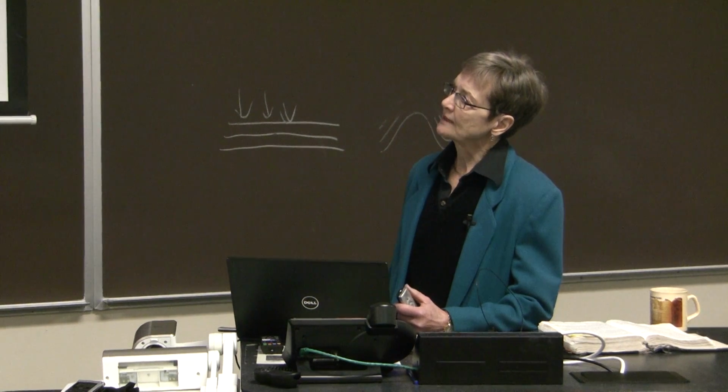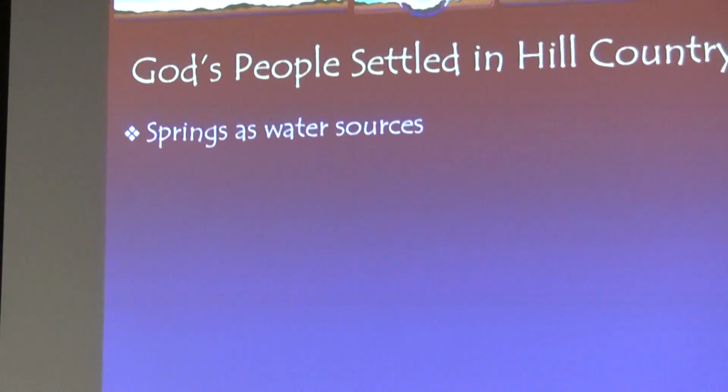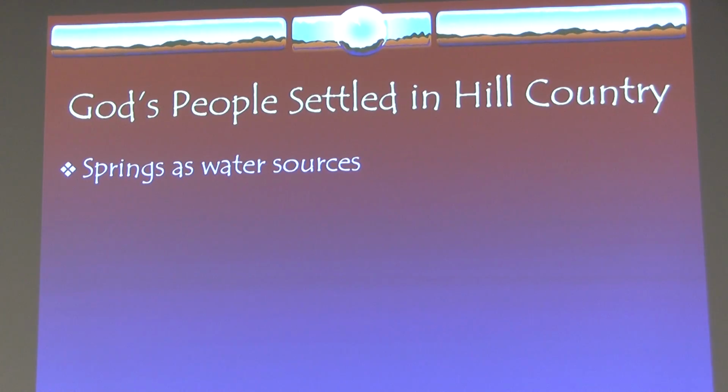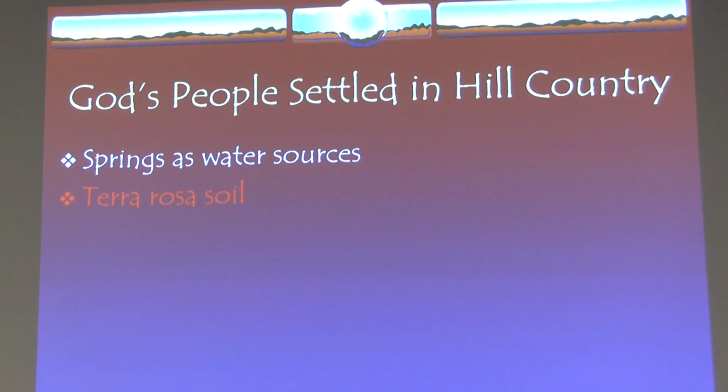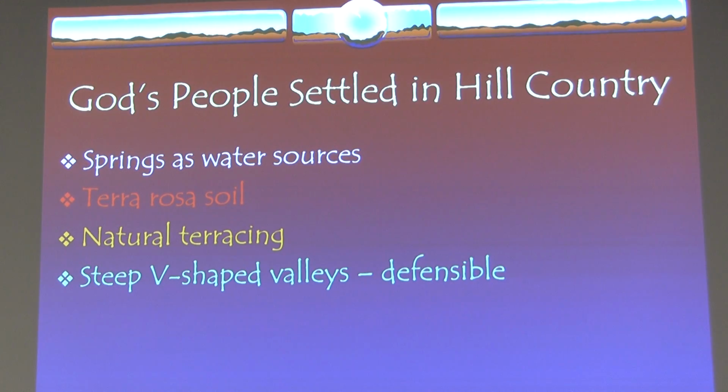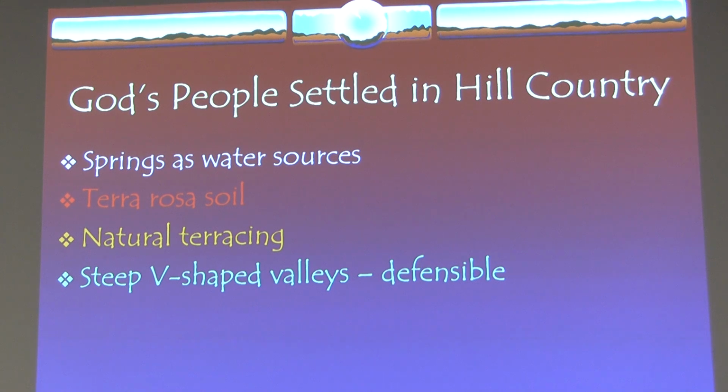Well, just to kind of summarize this before we look at the photographs, springs in the hill country were the water sources. They had splendid soil. I'm emphasizing this because I can't tell you how much this land was a good place to be. Natural terracing meant they could do agriculture there. To be sure, they didn't do John Deere tractors, but they could do good agriculture, growing vines and olive trees especially. With the steep V-shaped valleys, as you're going to see in photographs in a moment, pretty defensible, hard to bring armies up, down, up, down, up, down with these V-shaped valleys.